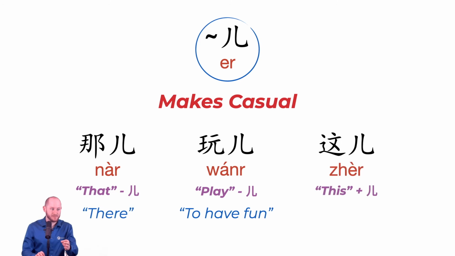Nar means there. Zhe by itself means this. Zhar means here. So in this case, it's not really making it casual, it's changing the definition, but generally speaking, when you see the R added, it's just a casual marker, and you combine it with the previous pronunciation. The exception to this is when it is not a suffix.